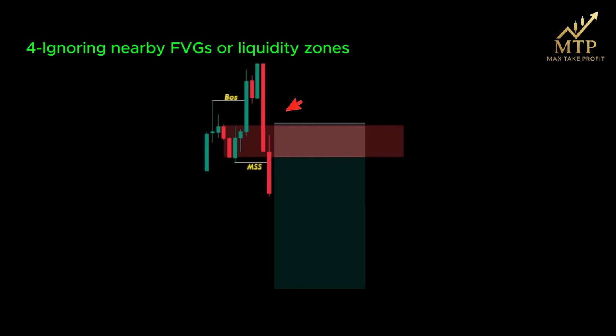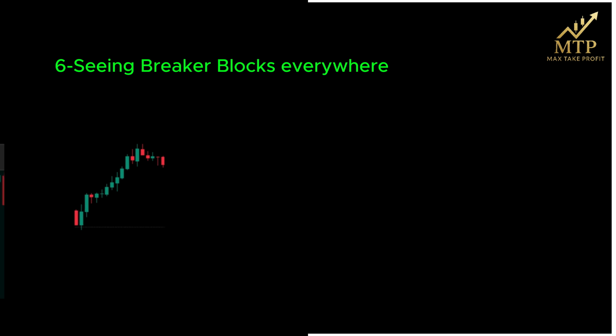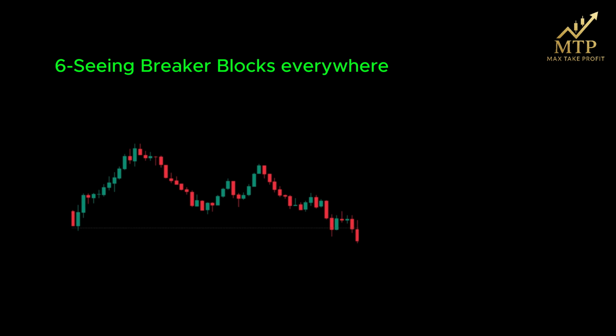4. Ignoring nearby FVGs or liquidity zones. These areas often attract the price, which can invalidate your setup. Always analyze what's around your breaker block. 5. Setting your stop loss too tight. A small wick can hit your stop before the real move begins. Leave some breathing room just beyond the last high or low. 6. Seeing breaker blocks everywhere. Not every failed OB is a true setup. Be selective. Look for a clear, logical market structure before taking action.